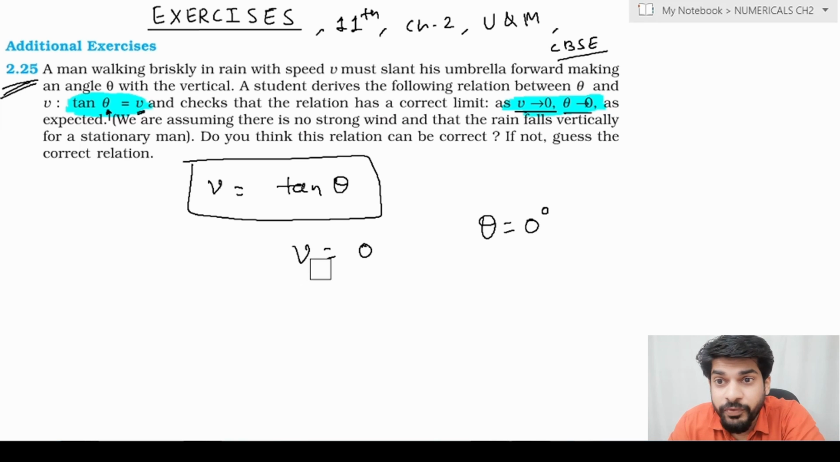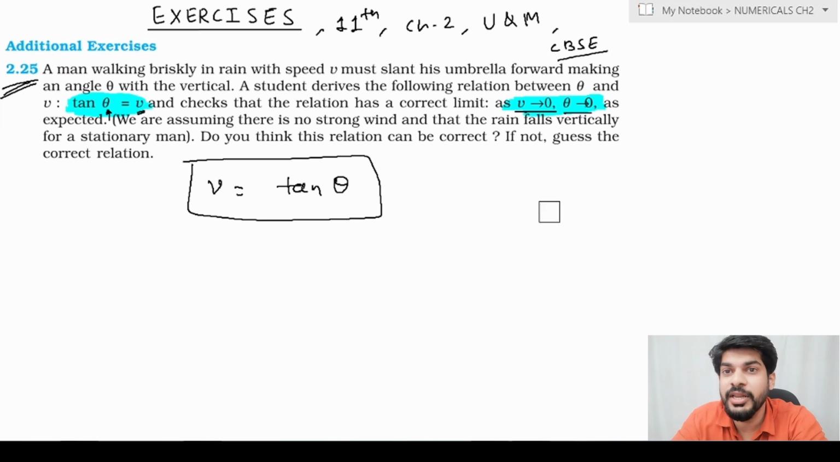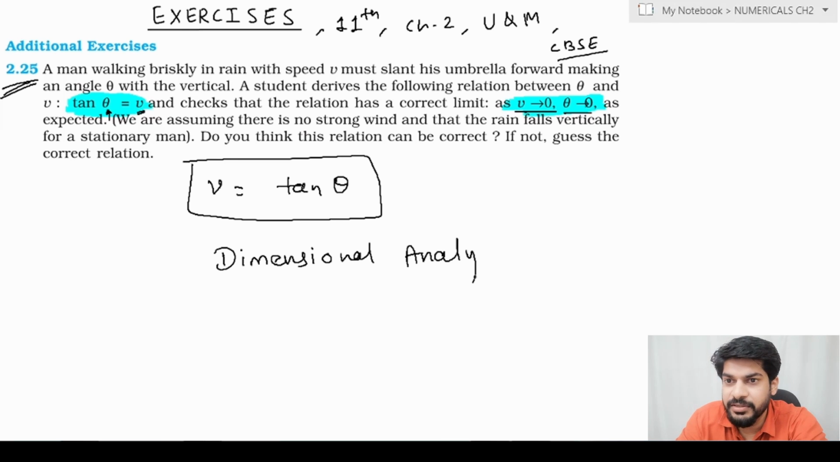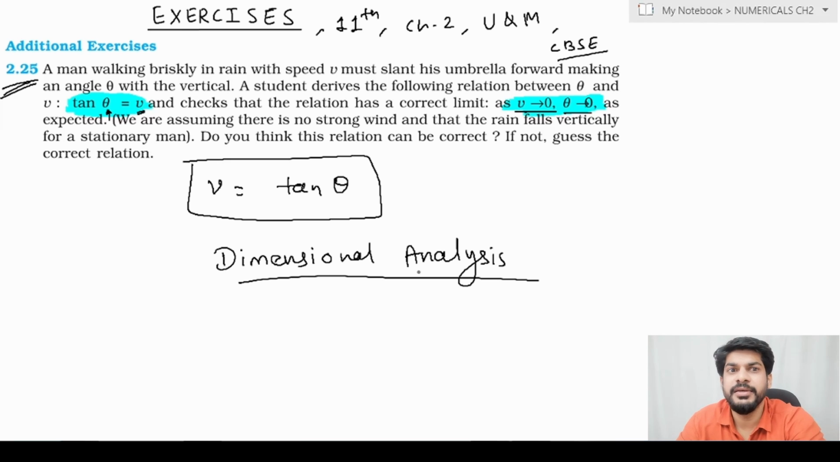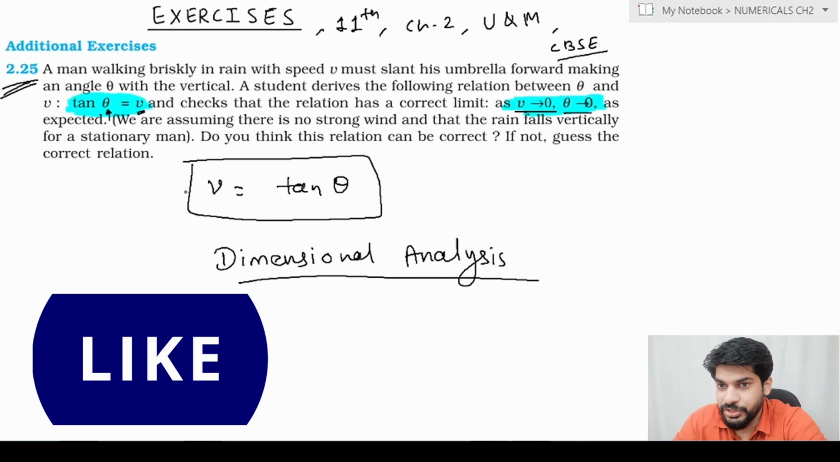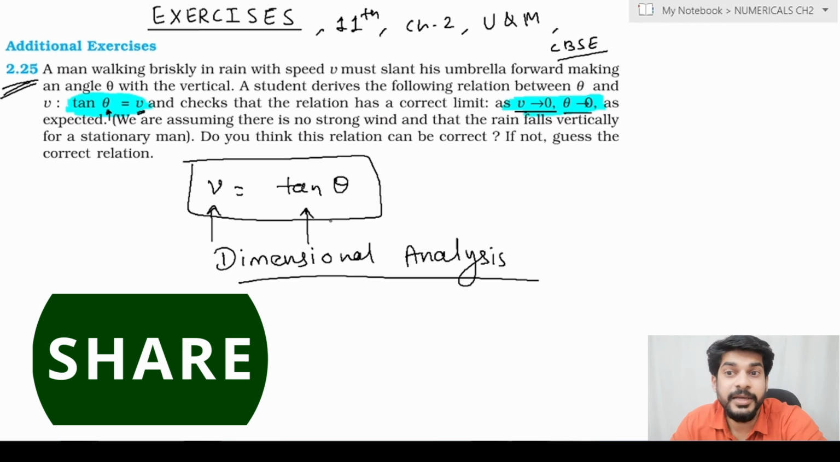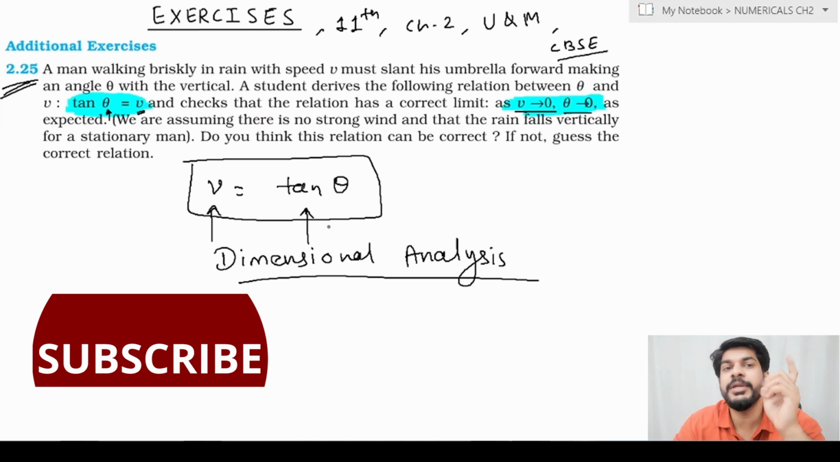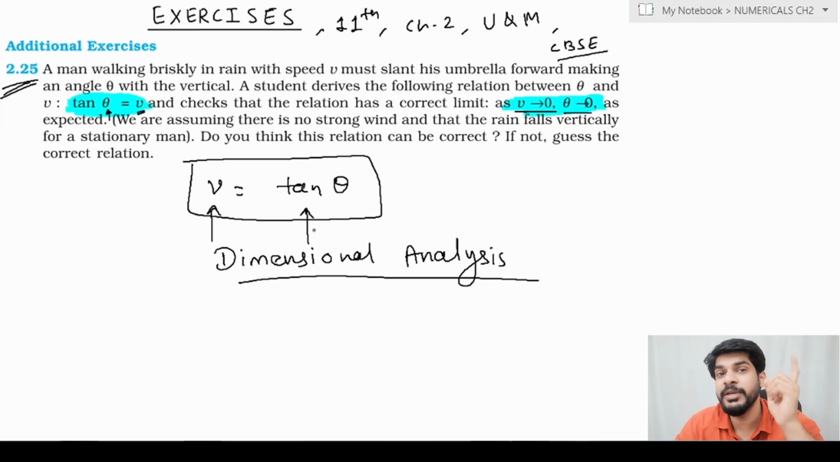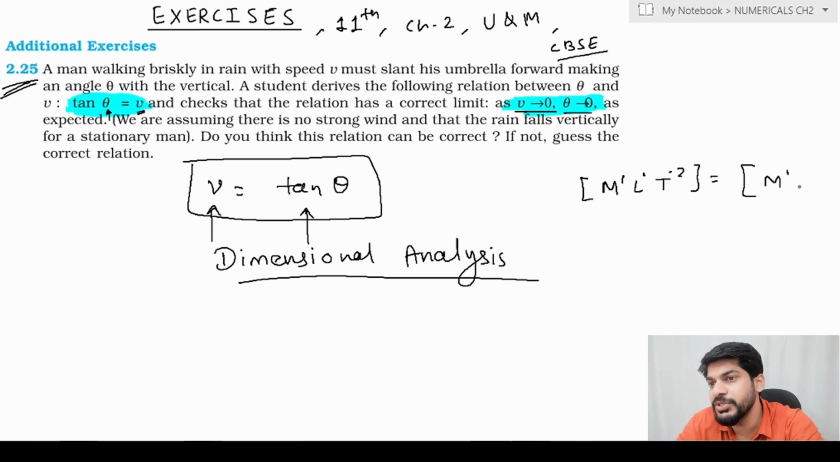What is the method to find out whether any equation is correct or not? There is only one method, and that is dimensional analysis. What does dimensional analysis say? It's very simple: each term in the equation, the RHS and the LHS, should have the same dimensions. For example, when the dimensions on the LHS are M^1 L^1 T^-2, then the dimensions on the RHS must also be the same.